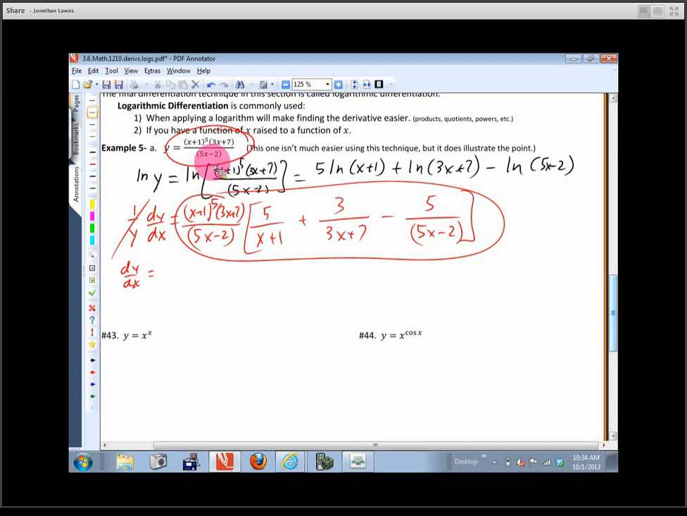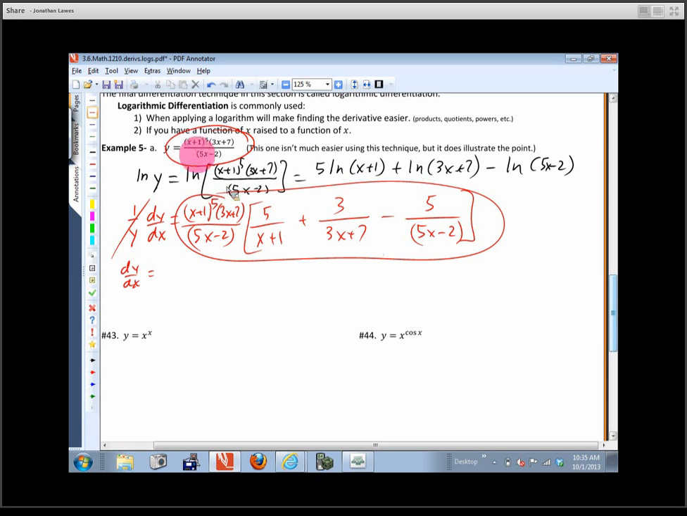Quotient first, a product within the quotient, and a chain rule problem. Instead, we rewrite it this way. Find the derivative of each piece, put that in a big set of brackets, slap what y was in front of that, and we have the derivative. Not a nice derivative. It looks like a pretty ugly mess. I'm not a huge fan of this.